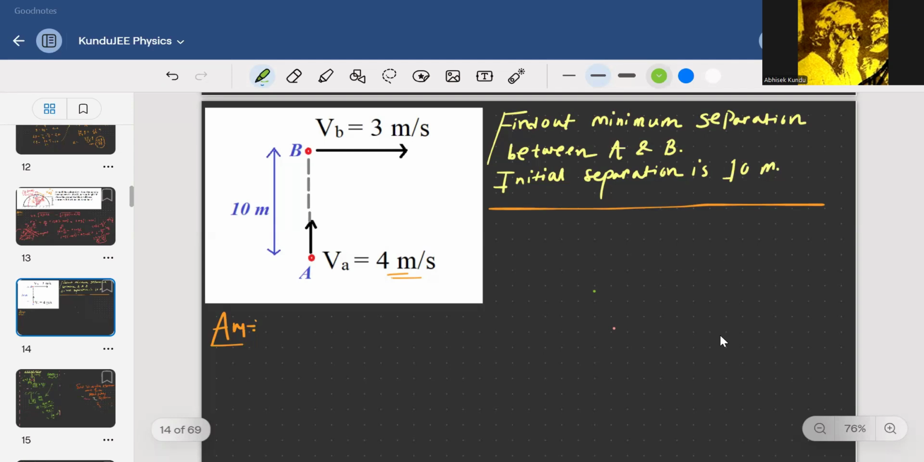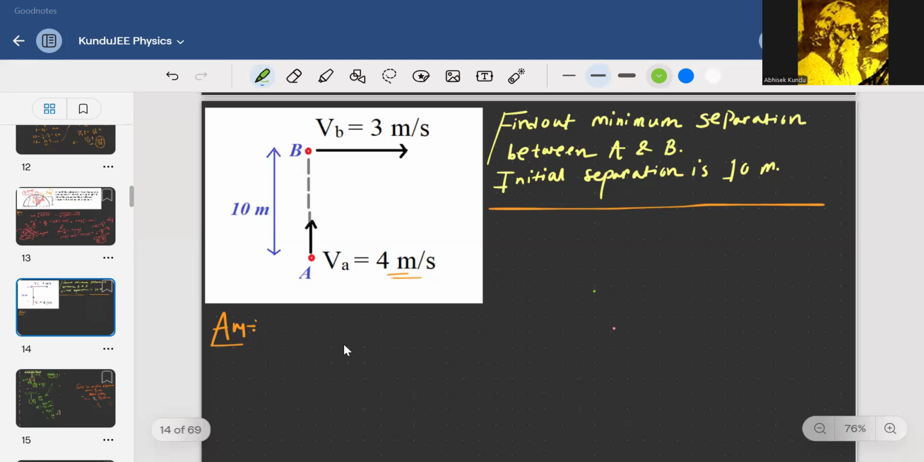So today's problem is on the topic of relative velocity. In this problem, particle B is moving towards the right with a velocity of 3 meter per second, and particle A is vertically at the down position. It is moving towards B with a velocity of 4 meter per second. We have to find out the minimum separation between A and B if the initial separation between them is 10 meter. Let's see how to solve this problem.